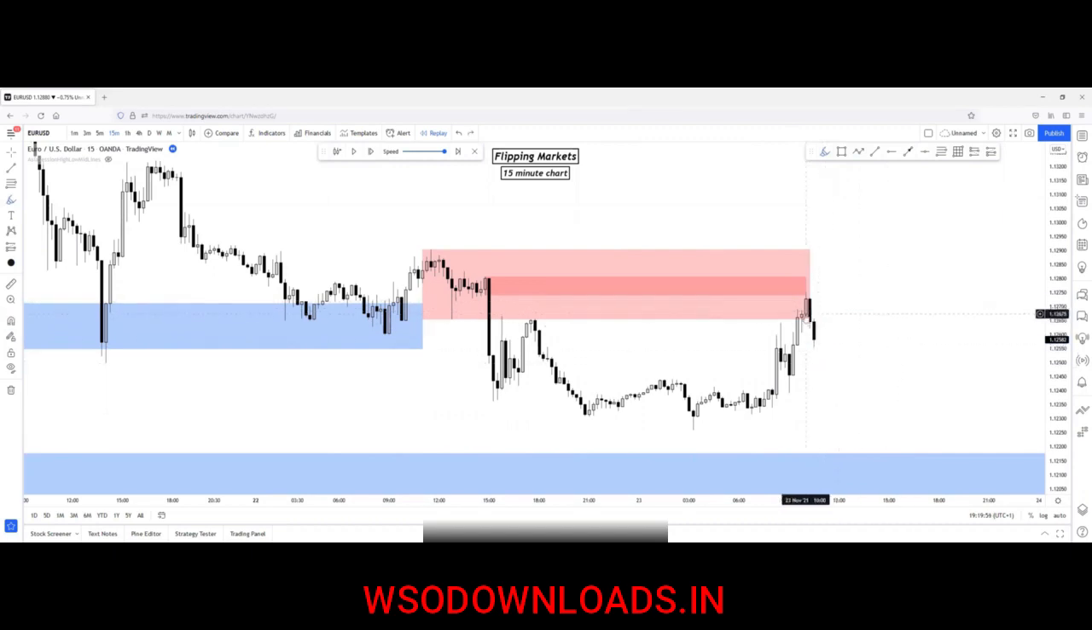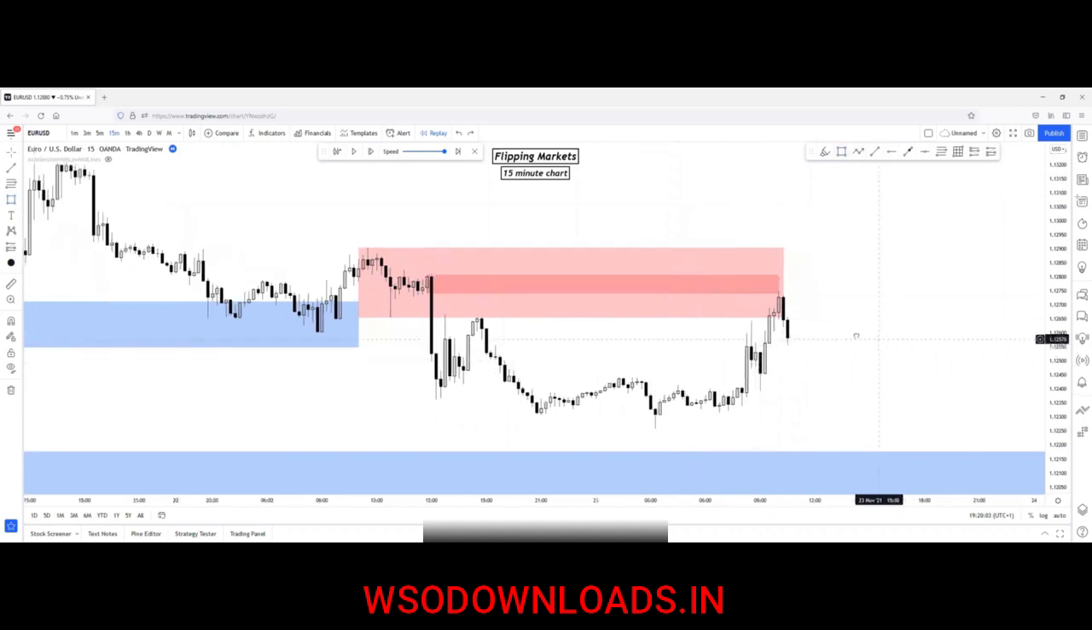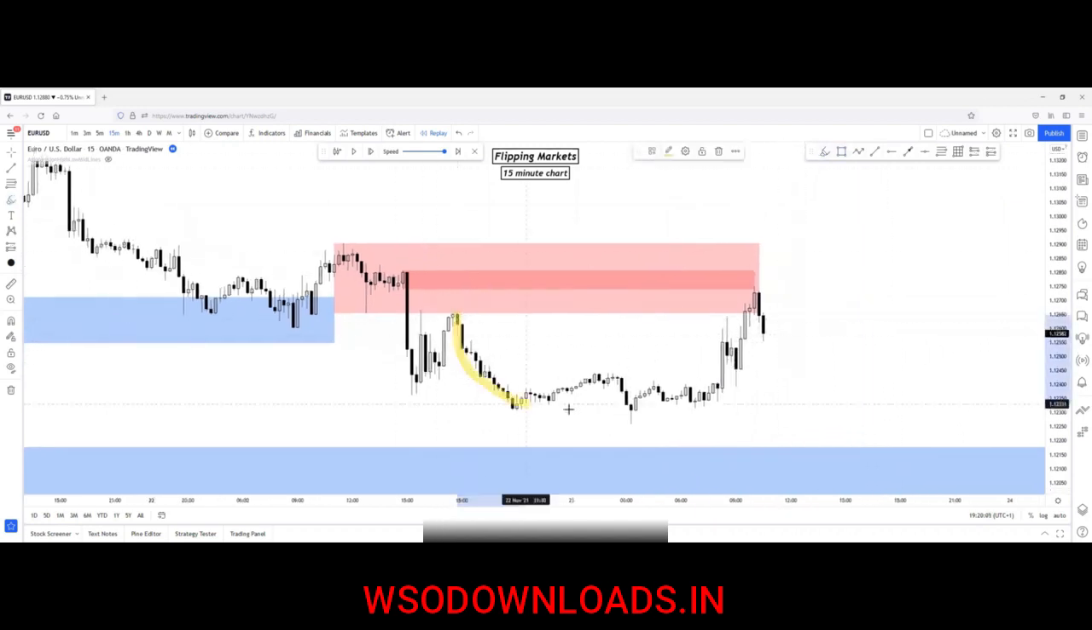Okay, so right now we are on the 15-minute chart. We have to find all of the supply and demand zones on the 15-minute chart. Okay, so let's begin. As you can see, these areas, these zones are mitigated by the following price action, so this upside price action. So we will have to look for demand zones.